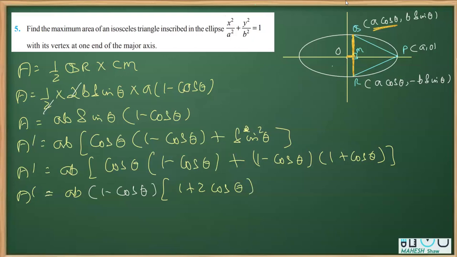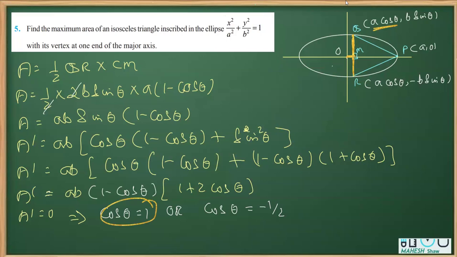Now for maxima or minima, A dash has to be equated with 0. So what you can see is that if I equate with 0, this is not going to make a significance. This equated with 0 will get cos theta as 1, or when this is equated with 0, we'll get cos theta as minus 1 by 2.